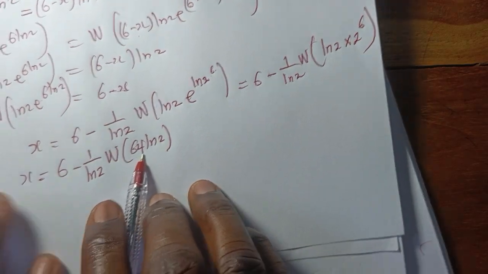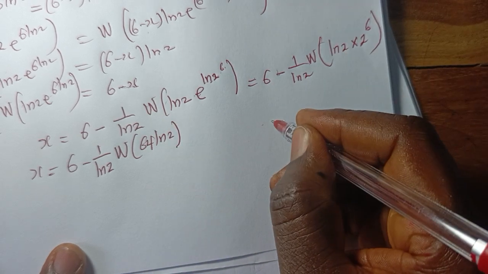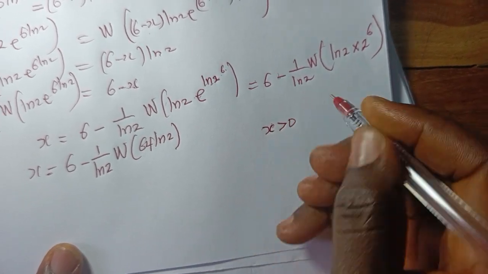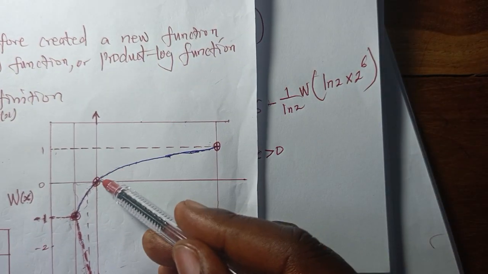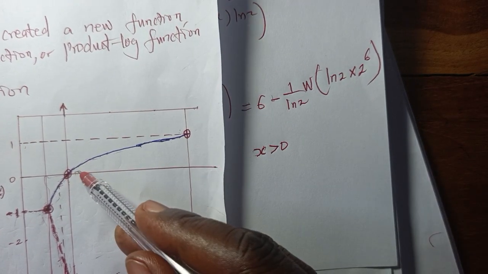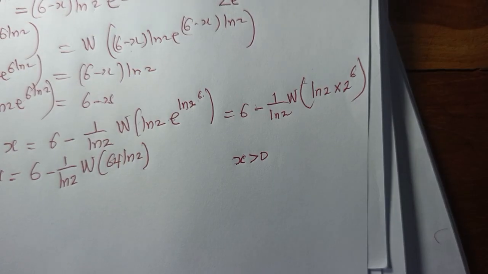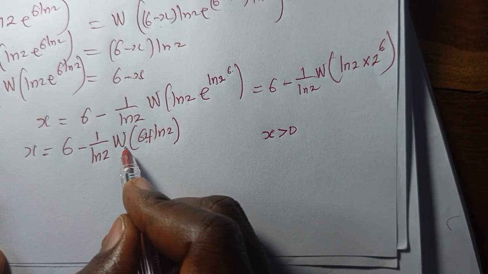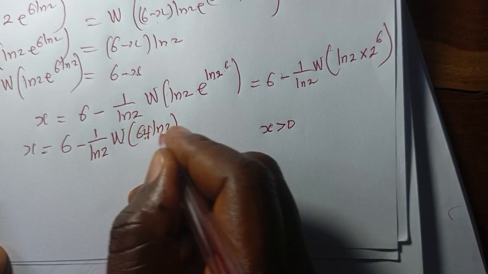Now let's evaluate this because it's a special function, and when you look at this, as far as the range of x greater than 0, there will be only one solution to this, that is along this blue graph. Because the value of x is greater than 0, there's only one real solution here, no other solution. And how do we obtain that real solution? We need to evaluate the Lambert W function of 64 ln 2.